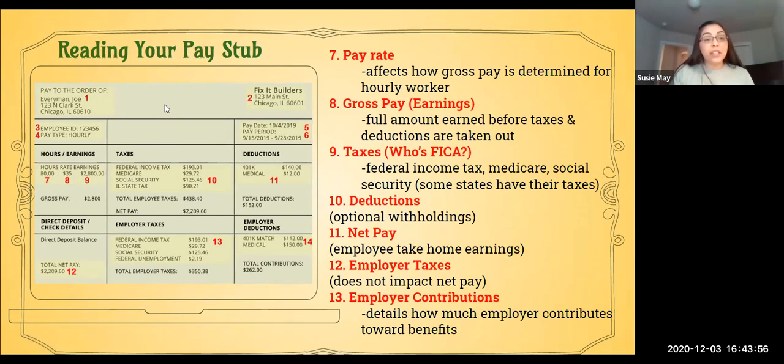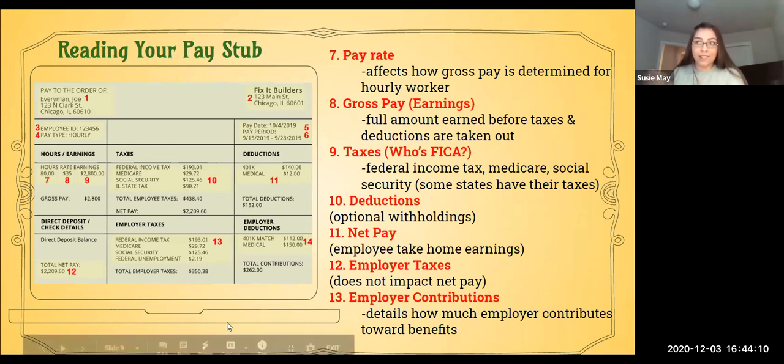Number 12 is employer taxes. This does not, in fact, impact your net pay at all. This is just telling you how much money your employer is paying into those taxes.